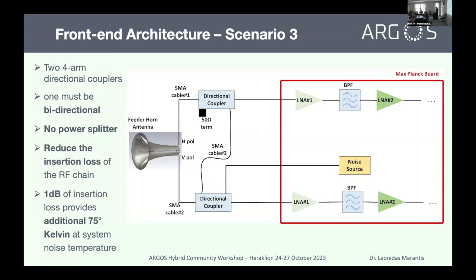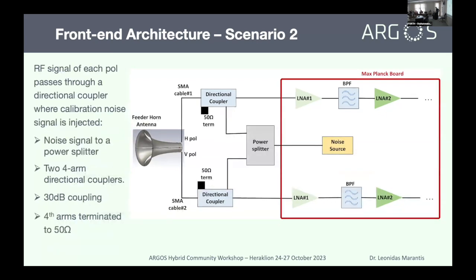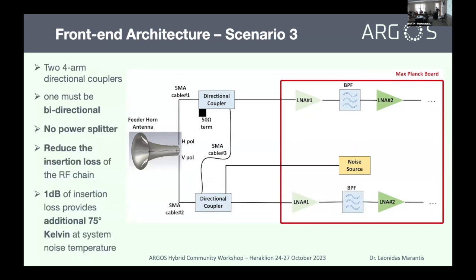splitter. Because this way, you see the difference between these two scenarios is that we don't have the power splitter, and we just feed the noise signal to one bidirectional coupler, the lower one, and then pass it to the upper one. This way, we actually eliminate this power splitter and we don't have the insertion loss.